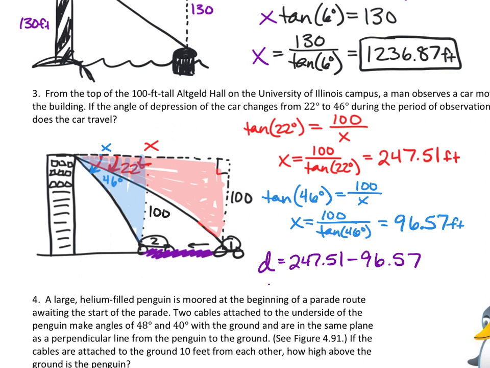We should get that the distance between these cars is 150.94 feet. So check out that. We just answered a real life problem using trig. By the time the car gets to the building, you gotta get really fast with your trig measurements if you're gonna actually do this in real life.